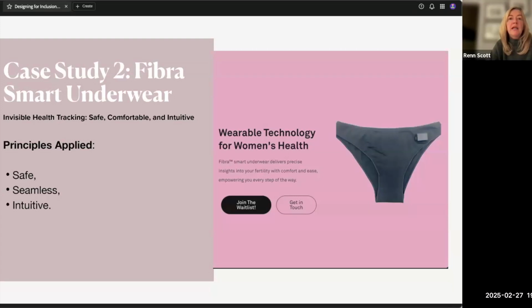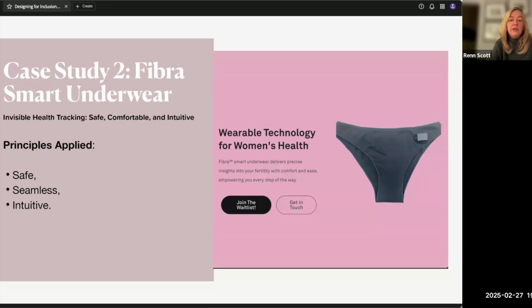So the principles applied in this case are, again, safety is important. In this case, we talk more about privacy and security, the core of Fibra's design. Unlike bulky medical devices or invasive procedures, the underwear allows women to monitor their vital biomarkers in a way that feels natural and discreet. And it delivers clinically accurate data while ensuring that your personal information is actually protected as well.